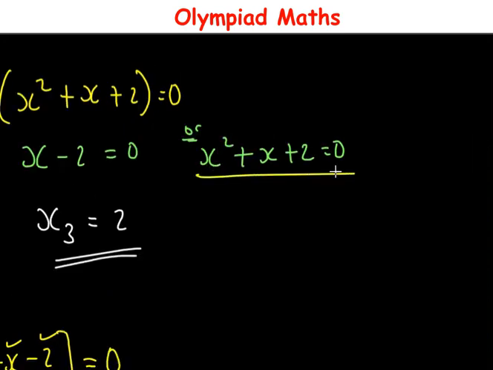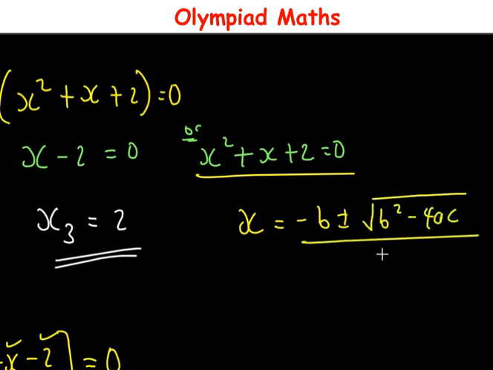Also, from this equation, which is a quadratic equation, we're going to make use of the quadratic formula to solve for x. And the formula is given by x is equal to minus b plus or minus square root of b squared minus 4ac, all over 2a. And in this case, the value of a is equal to the coefficient of x squared, which is 1. The value of b is the coefficient of x, which is plus 1. The value of c is the constant, which is plus 2.